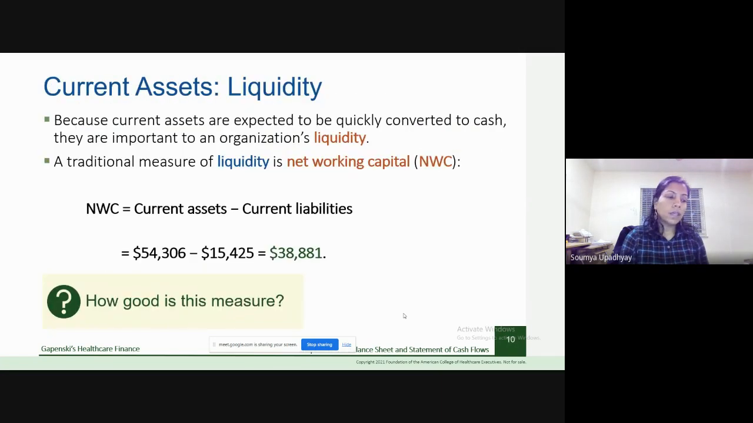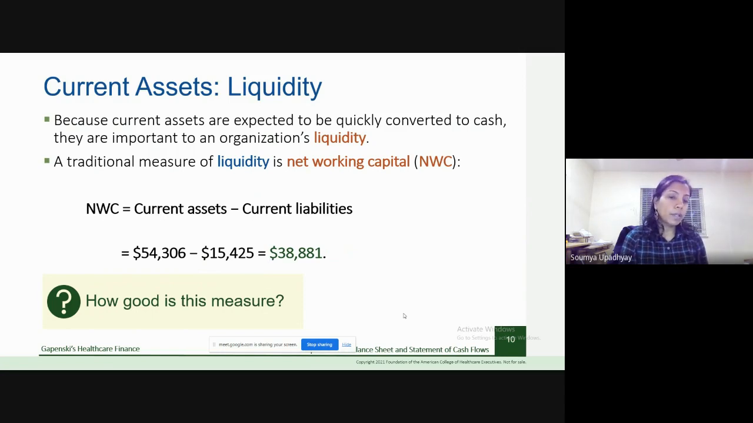Cash represents actual cash plus the money in banks, and short-term investments represent money temporarily invested in low-risk, highly liquid securities, such as money market mutual funds. And all of this represents liquidity, and so does the net working capital.